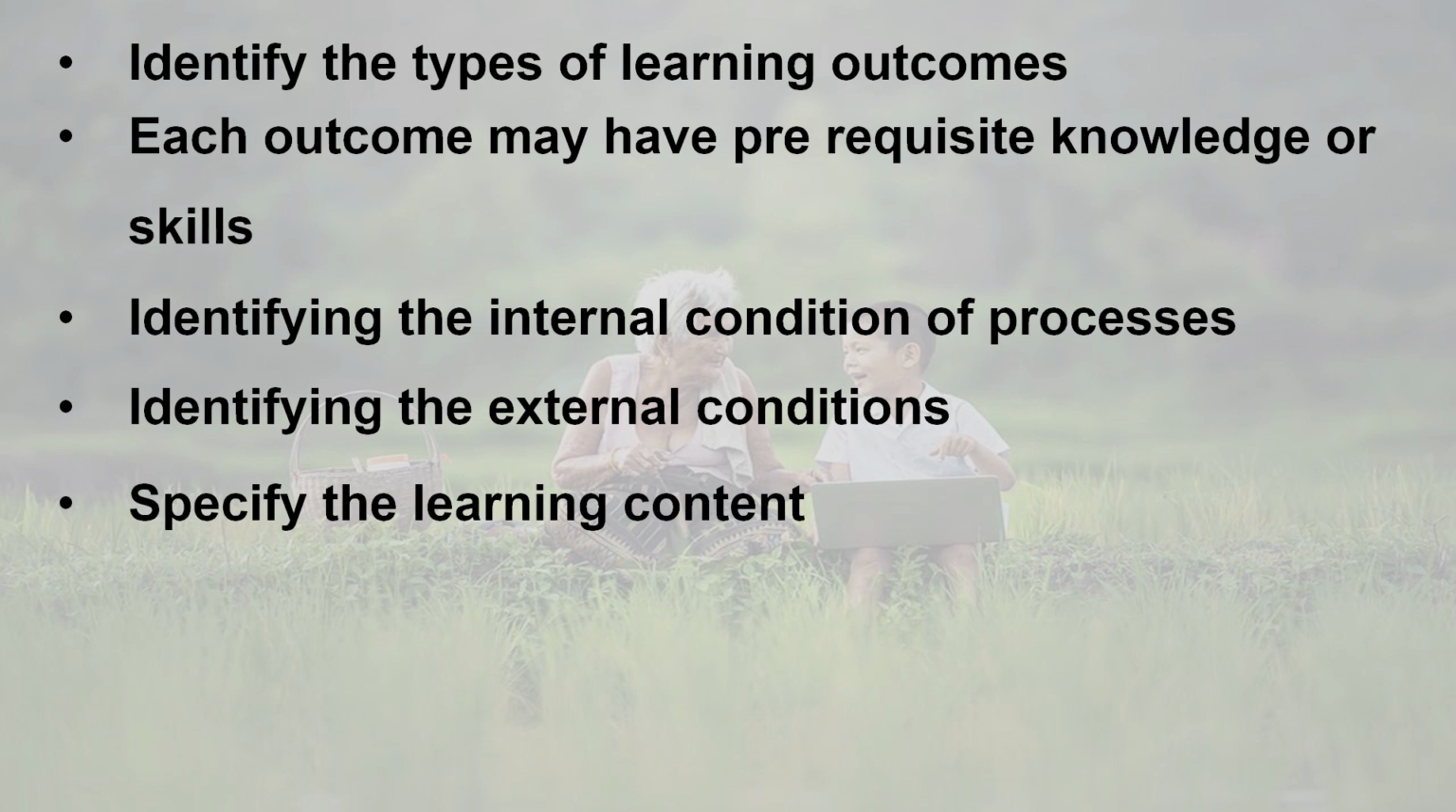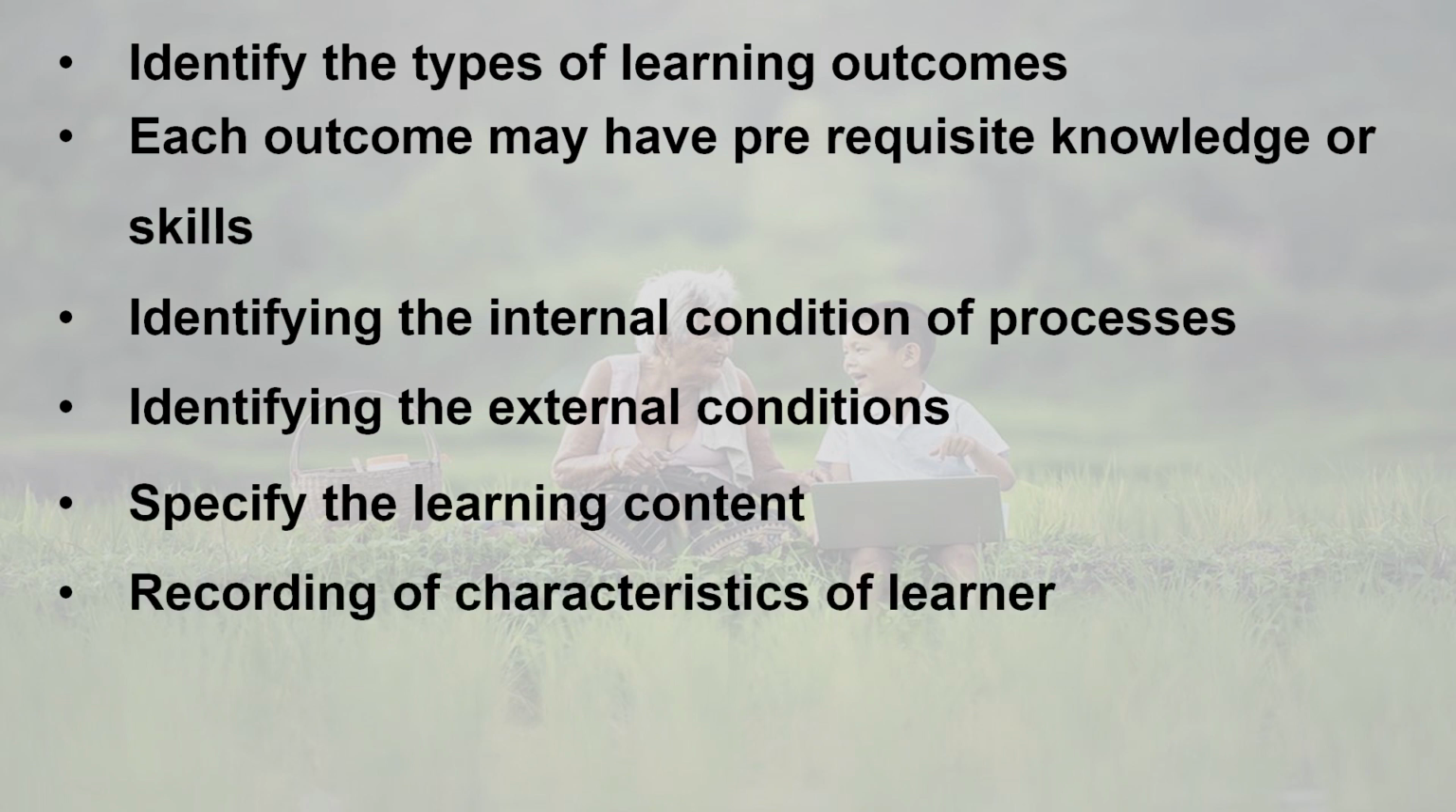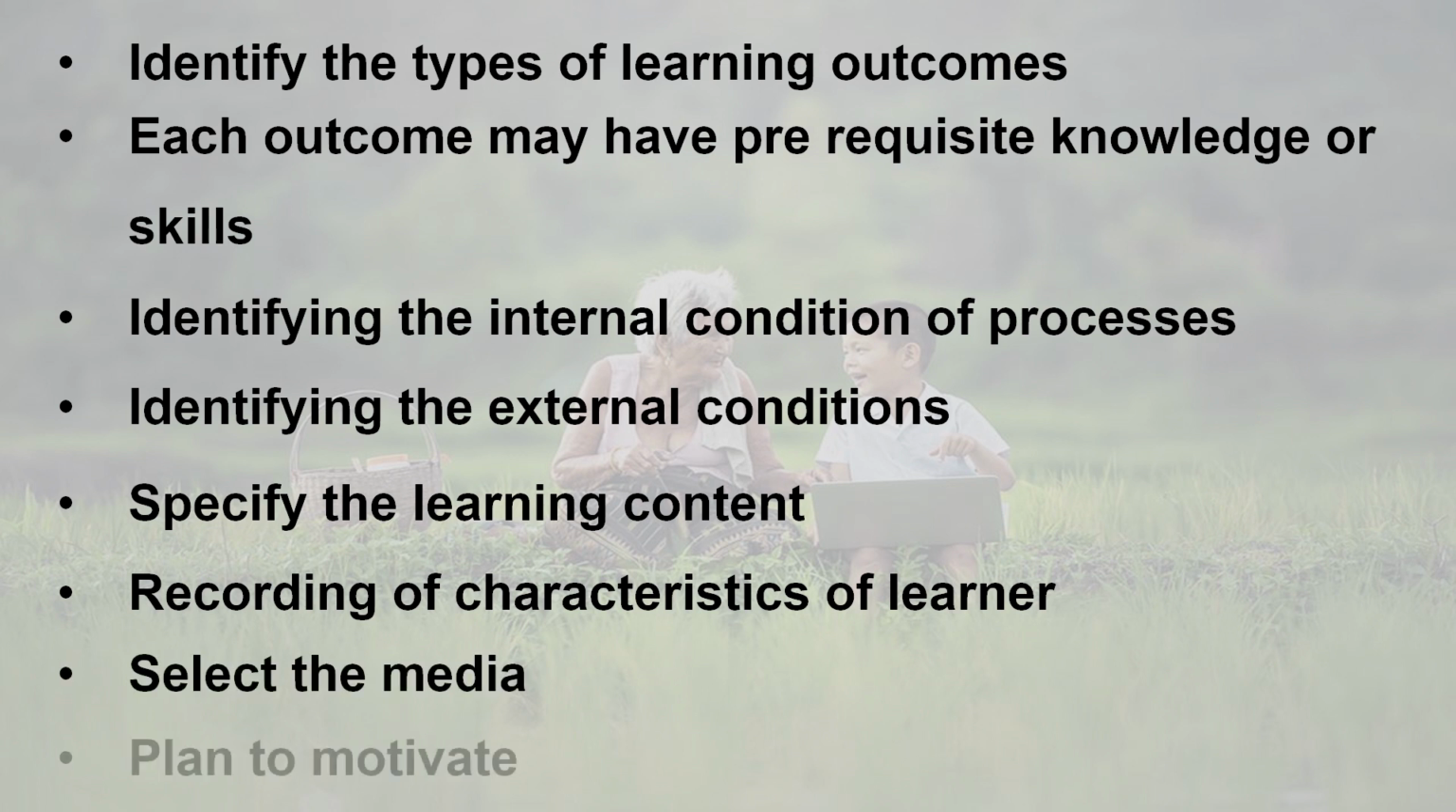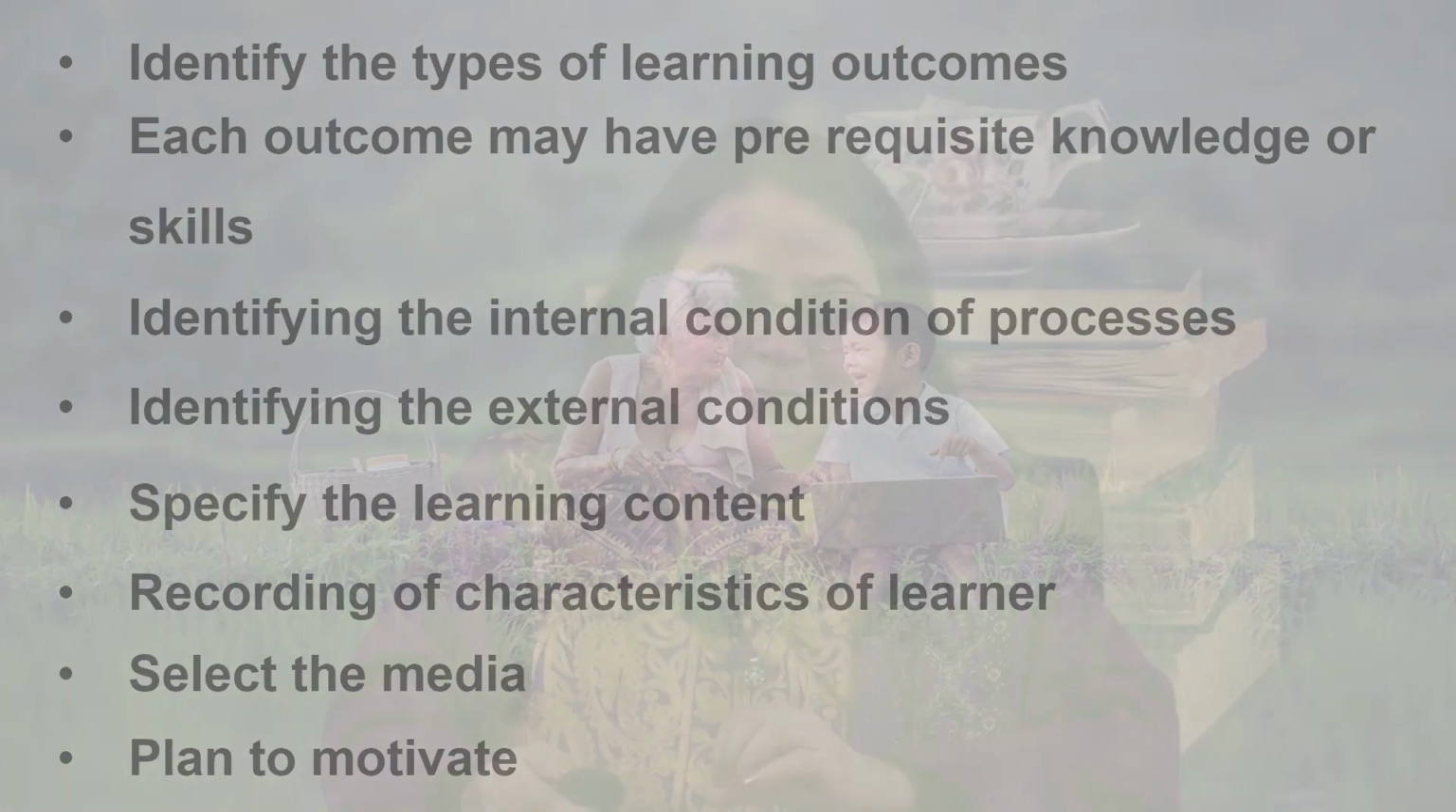Specify the learning context. Record the characteristics of the learners. Select the media for instruction and plan to motivate the learners. The instruction is tested with learners in the form of a formative evaluation. After the instruction has been used, summative evaluation is used to judge the effectiveness of the instruction. First we use formative evaluation and then we use summative evaluation to judge the effectiveness of the instruction.